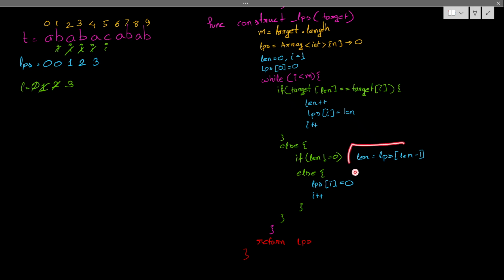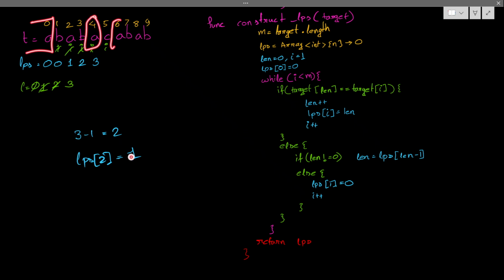So that's why I do this kind of step, that length equals LPS of length minus 1. So the current length is 3, length minus 1 becomes 2. So LPS of 2 will give us from which index I am getting my length equals 1, which is at index number 1. When I was at index number 1, that time my previous index was matching. You can see this one is matching. So right now I'll check whether this one is matching or not. So this one is not matching again.